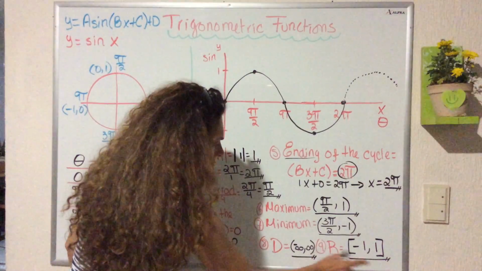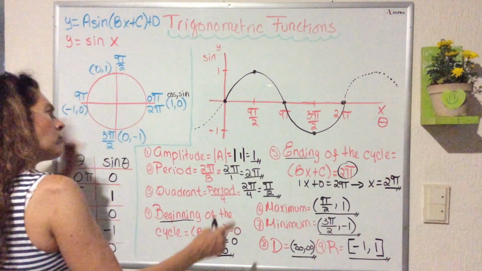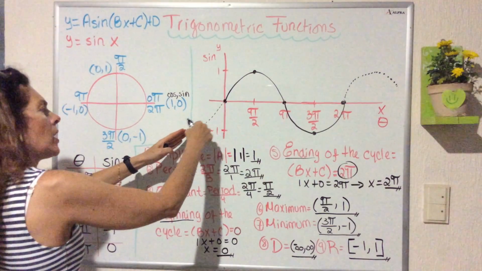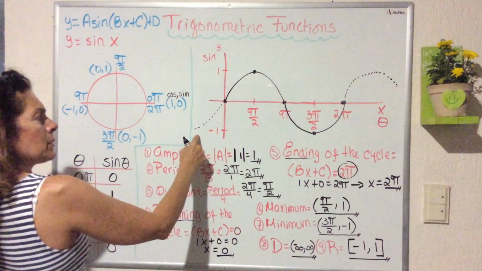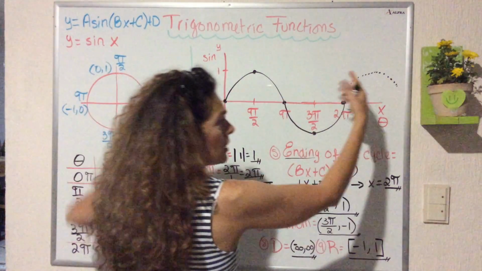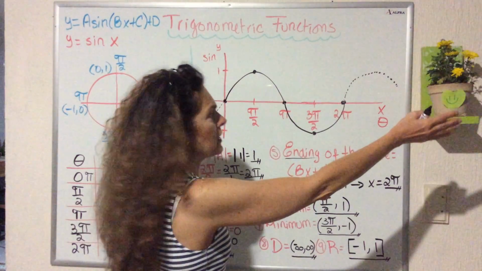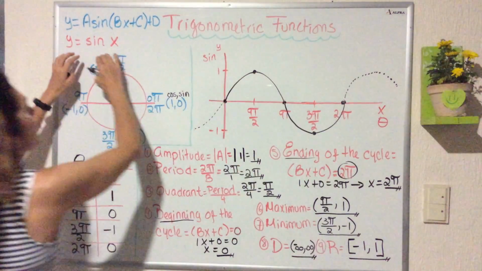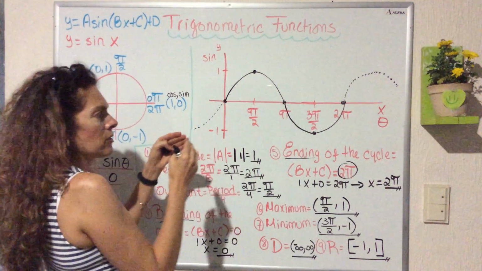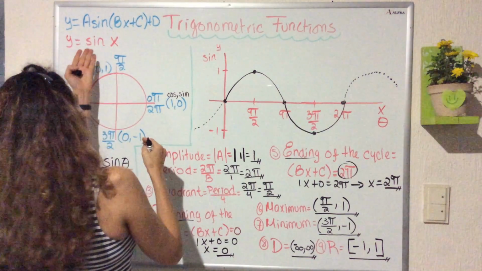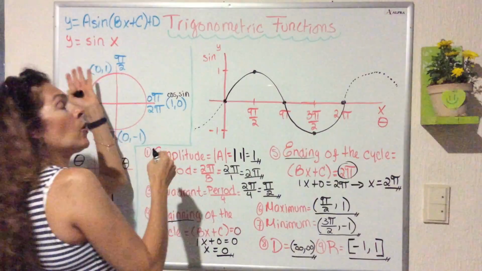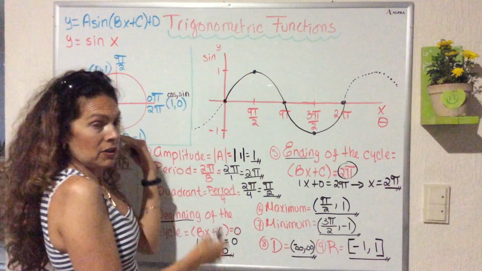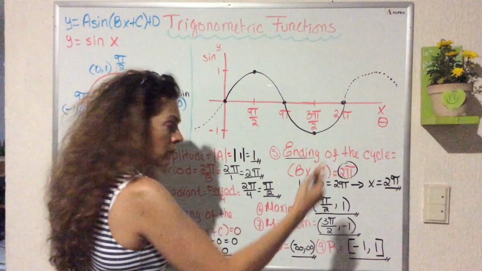And then domain and range. The domain, from left to right, remember that I was telling you that this wave is coming from negative infinity and it continues going to positive infinity. So this is just the period for this function. But the real thing is that when we talk about sine functions or cosine functions, the domain always is going to be from negative infinity to positive infinity, okay?